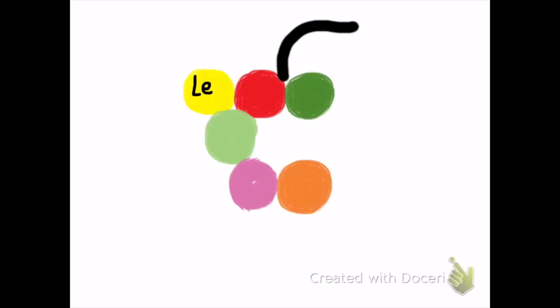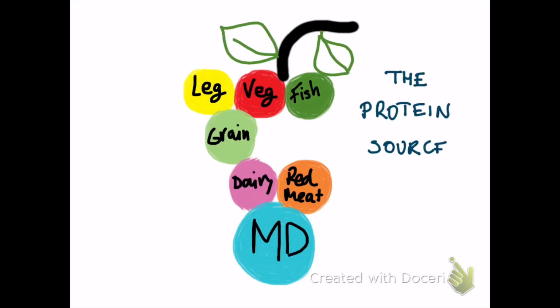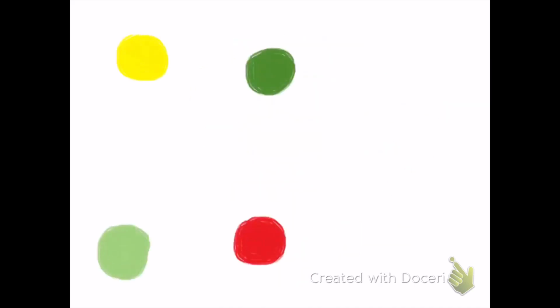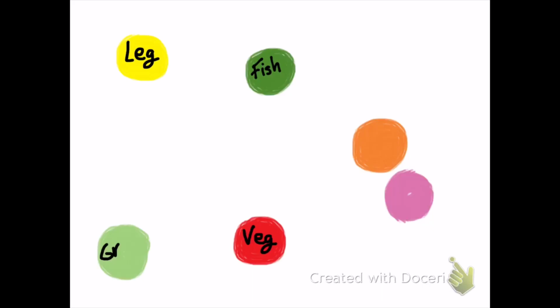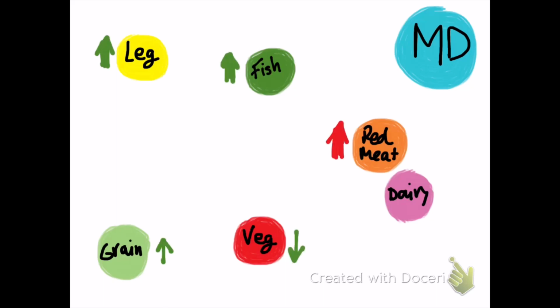This video corresponds to lesson 7, the origin of protein in the Mediterranean diet. In the Mediterranean diet, several food groups containing protein can be found. In addition to protein, they may contain other nutrients.